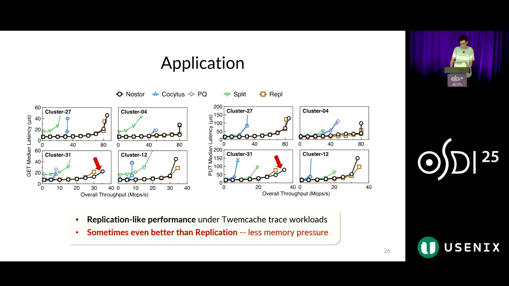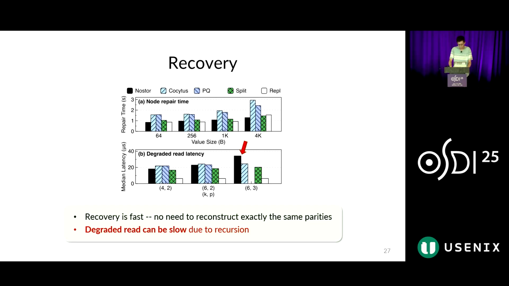Under Twitter's memcache trace, our system also delivers overall the best performance, similar to replication. Sometimes it even performs slightly better because it stores less redundant data, thus having much less memory pressure. Repairing is fast, and data transfer and encoding can be pipelined. There's no need to reconstruct exactly the same parities as before the failure. Still, degraded read latency can be high if there's a recursion, but we believe it is still acceptable.